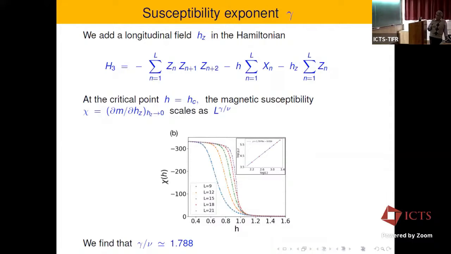Next thing we looked at is the susceptibility exponent gamma. For that you add a longitudinal field Hz, and that produces a magnetization. You're sitting exactly at the critical point, H equals Hc, which is 1. The derivative of the magnetization with respect to Hz gives you the susceptibility, and you know that this scales as L to the power gamma by nu. But once again, what you actually get from this is just the ratio gamma by nu. From these plots, you find that gamma by nu is around 1.788. Again, very close to 1.75, which is 7 by 4, the value that you get for the transverse field Ising model.